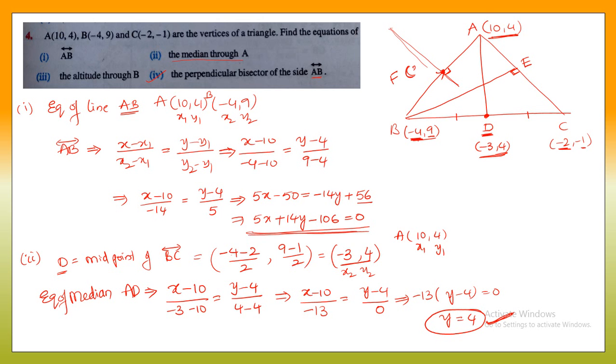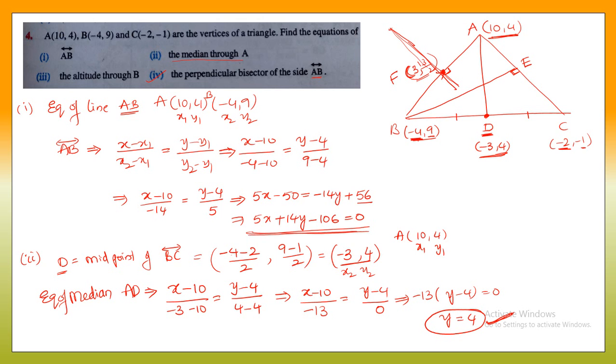So 6 by 2 is 3, so this point becomes 3 comma, and 9 plus 4 is 13, so 13 by 2. Hence this perpendicular bisector is passing through the point 3 comma 13 by 2 and is perpendicular to AB.